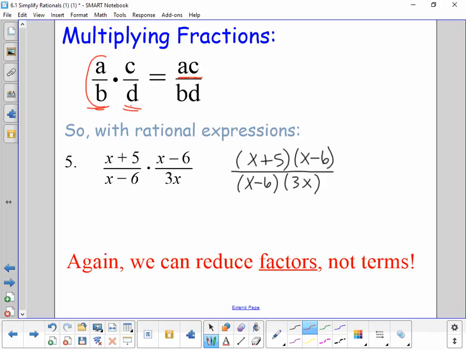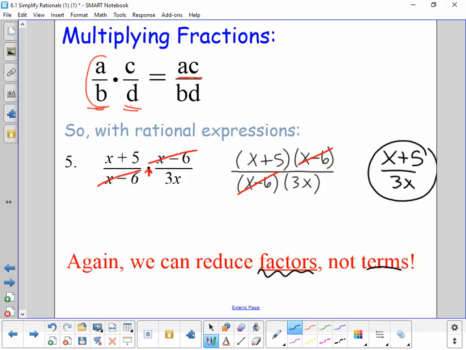So if I look for a reduction, this would reduce. Oftentimes we might not necessarily rewrite that, and we would just look at this expression and just reduce like that. But it can reduce across multiplication just fine. So our final answer would be x plus 5 over 3x. And again, these x's would not reduce. You have to reduce factors, not terms.